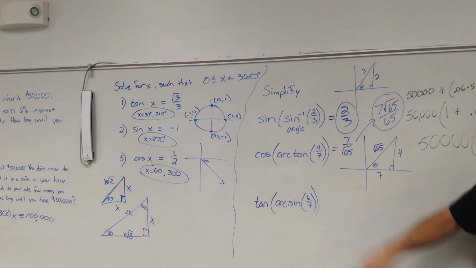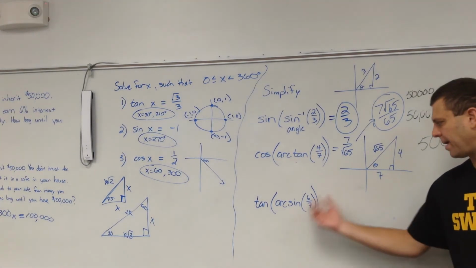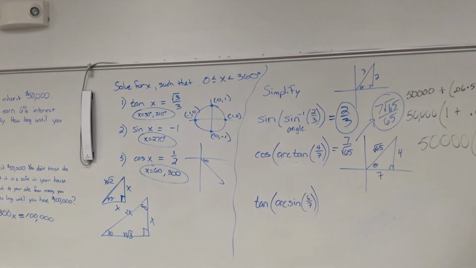All right, you try the last one. Go. Find the tangent of some angle whose sine value is equal to 6/7. Leave your answer in simplest radical form.